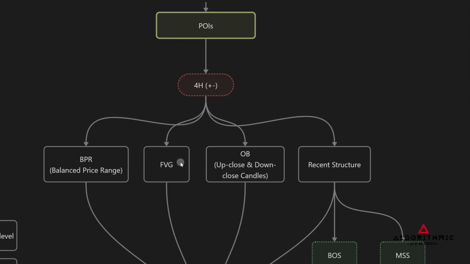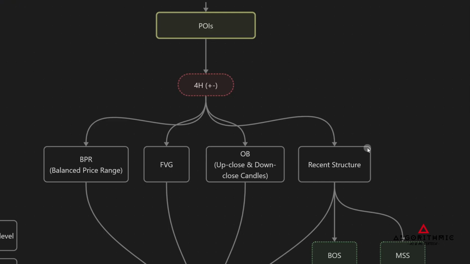And then we have order blocks, up and down close candles. Those are very high probability POIs, and you can actually have a reversal from those order blocks. And then finally, a quick picture of the recent structure, right?